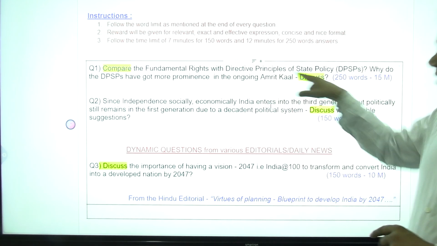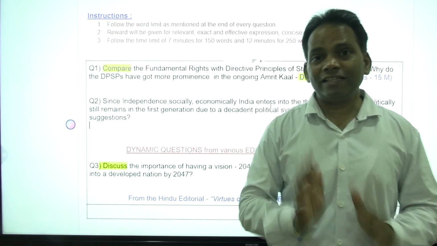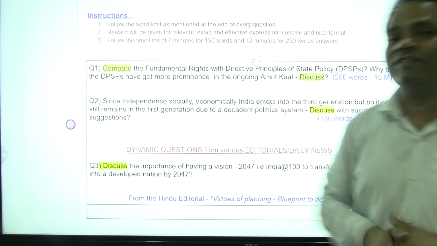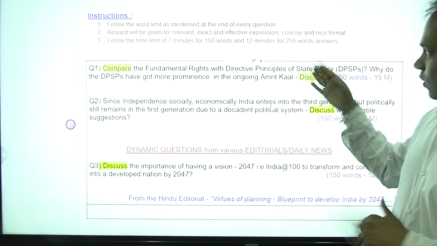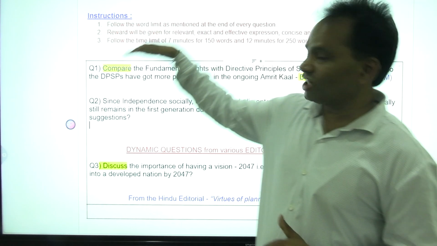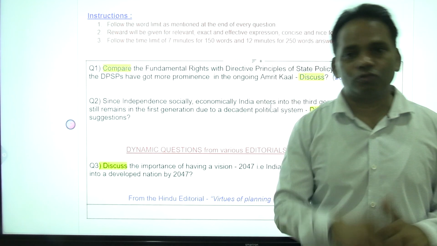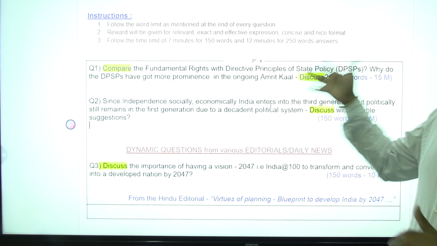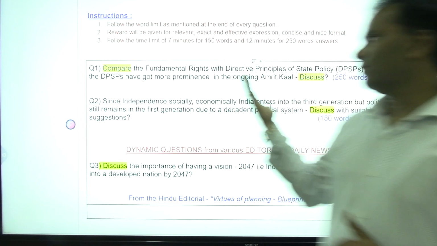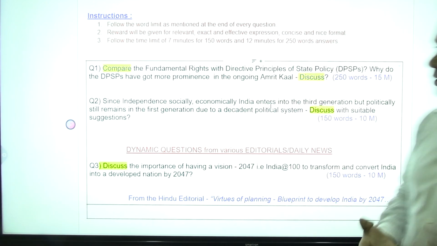So in other words, these DPSPs are aimed to serve the society at large, whereas the FRs serve the individual, to provide individual freedom. This one is social benefit at large. These impose restrictions on the government or state. These guide the state on what it should do in the governance process. These are the major important differences as well as similarities between the FRs and directive principles of state policy.